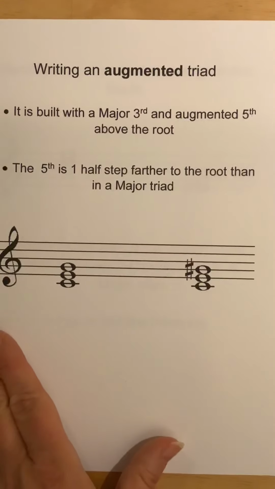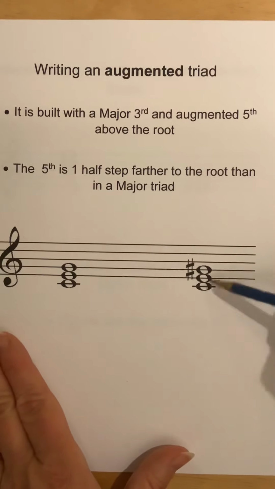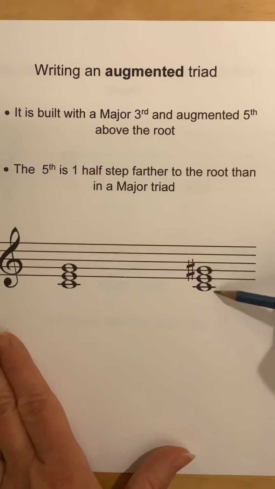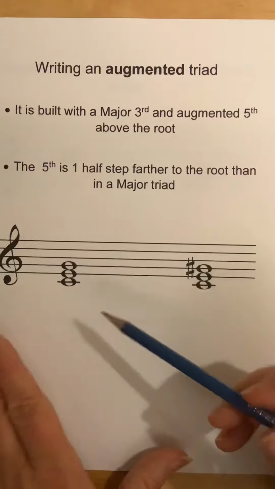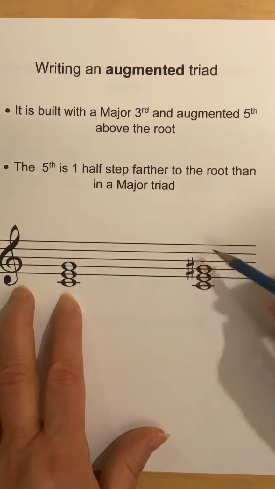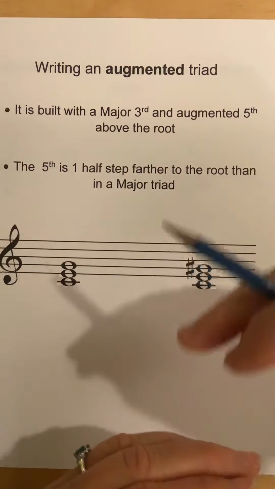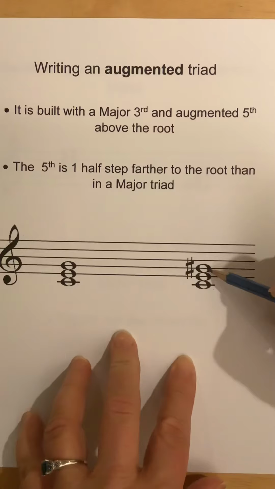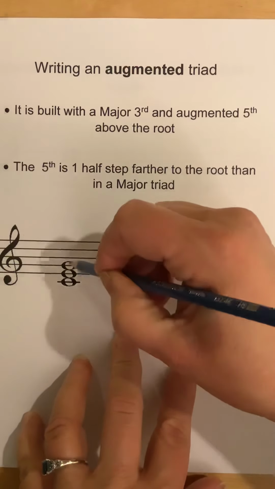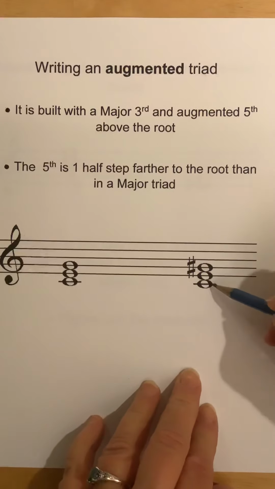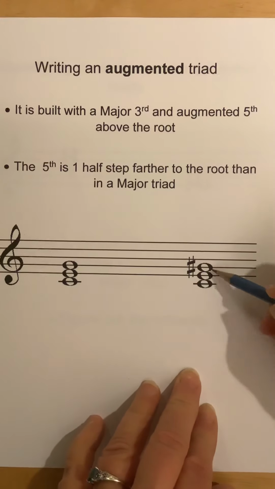Writing an augmented triad, it's built with a major third and an augmented fifth. Again, you can just do the intervals from the bottom note. Or the way I like to do it is use your major triad as a baseline. And what change would you make? You would make that top note a half step higher, farther away from the bottom. You would raise that top note if you were using a major triad as your base. So you've got a major third, an augmented fifth.